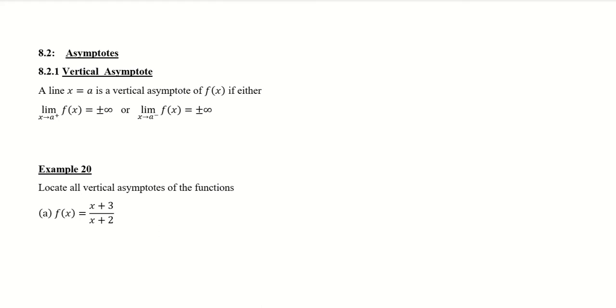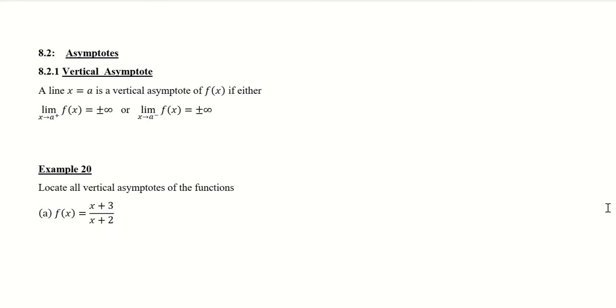Okay, next part is asymptote. Okay, 8.2 for chapter 8 is asymptote. Alright, so we have two types of asymptote, which are vertical asymptote and horizontal asymptote. First we're going to look at how to find vertical asymptote for any function of x.